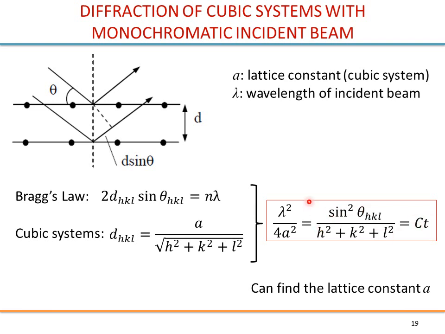So this is what we measure. Our game is to find out the HKLs using the fact that this is a constant, and then we can even find the lattice constant because we know lambda. Another interesting thing here: because this ratio is constant, when this increases, this also has to increase. Therefore, theta will increase with the sum of the squares of HKLs.